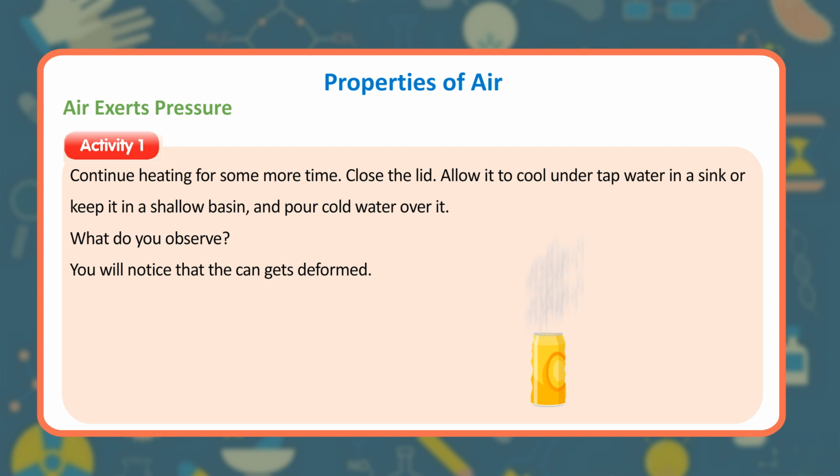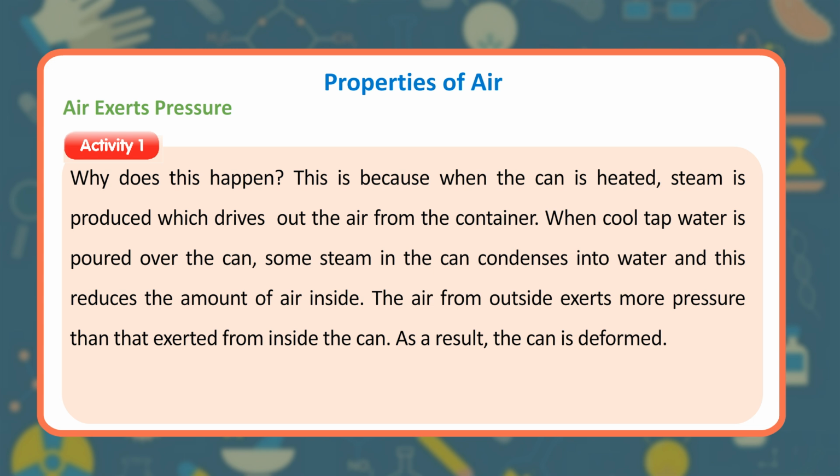What do you observe? You will notice that the can gets deformed. Why does this happen? This is because when the can is heated, steam is produced which drives out the air from the container. When cool tap water is poured over the can, some steam in the can condenses into water and this reduces the amount of air inside. The air from outside exerts more pressure than that exerted from inside the can. As a result, the can is deformed.